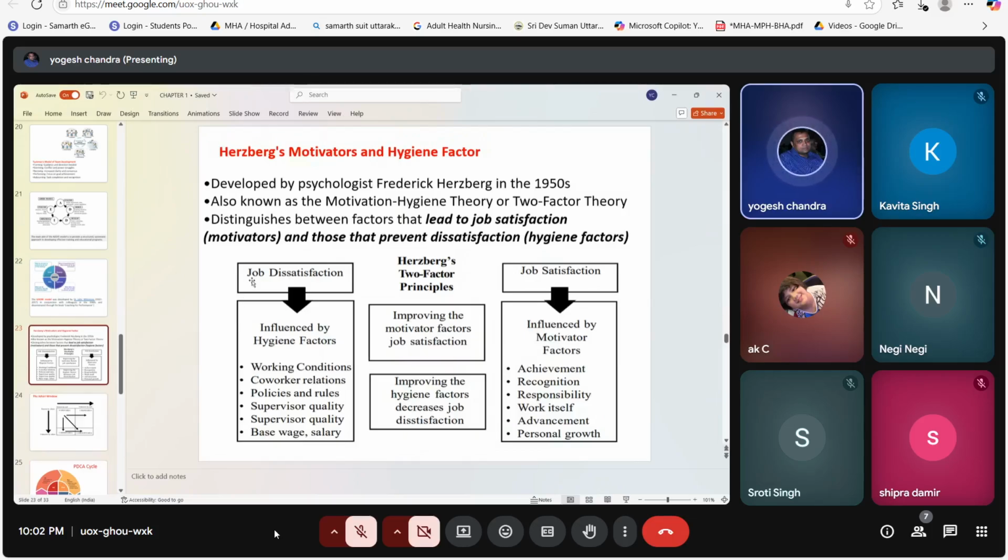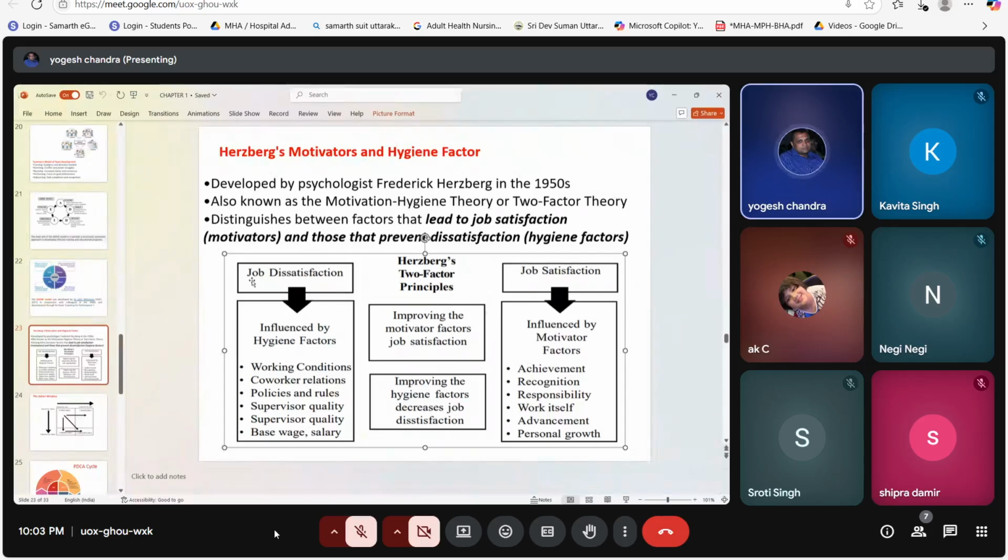This is the one, Herzberg and the motivators and the hygiene factors. This is again one important model. Here there are two things: one is the hygiene factors, and the second is the motivators. So you have to understand what the hygiene factors are and what the motivation factors are. Hygiene factors are just working conditions. They may be co-worker relationships, policies, rules, and all that kind of things. Improving the motivator factors, job satisfaction may be increased. Improving the hygiene factors decreases job dissatisfaction.